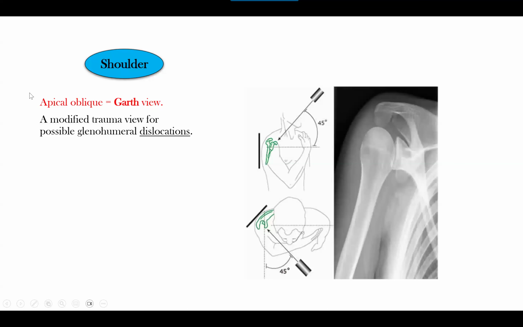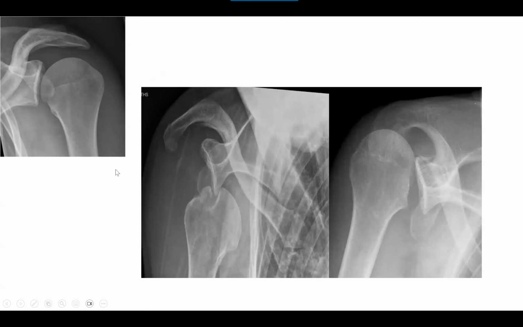Unfortunately, this view is not commonly done in Egypt, but it's very helpful. See now, no overlap is accepted. This is the normal view, by the way. No overlap is accepted in this view. A loss of half moon is accepted in this view. You will see the abnormal shape of the scapula. This is normal for this view. You will see some overlap between the humeral head and coracoid process.